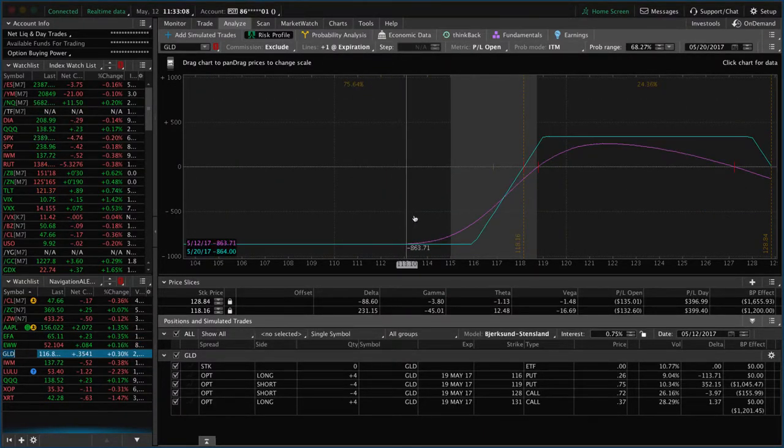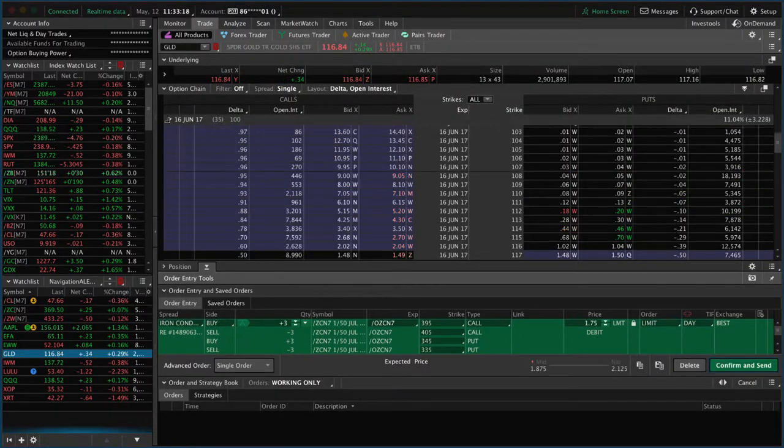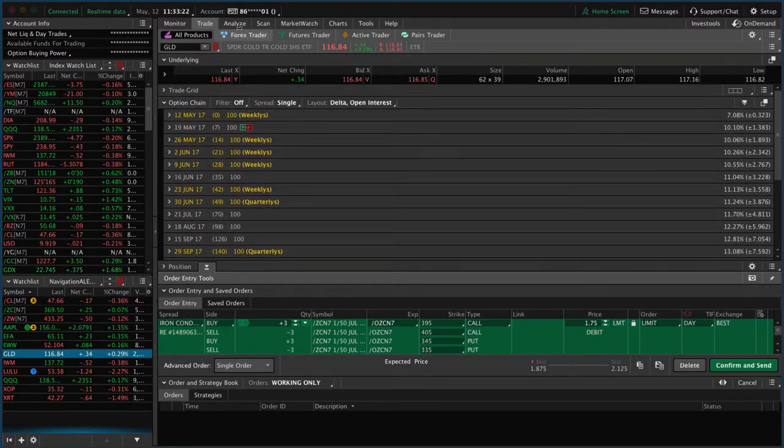And GLD, so GLD has just been a little bit of a thorn. It won't move back up. It just continues to stay down. And we've got only, what do we have here? Just 6 or 7 days to expiration, I believe. Yeah, 7 days to expiration.